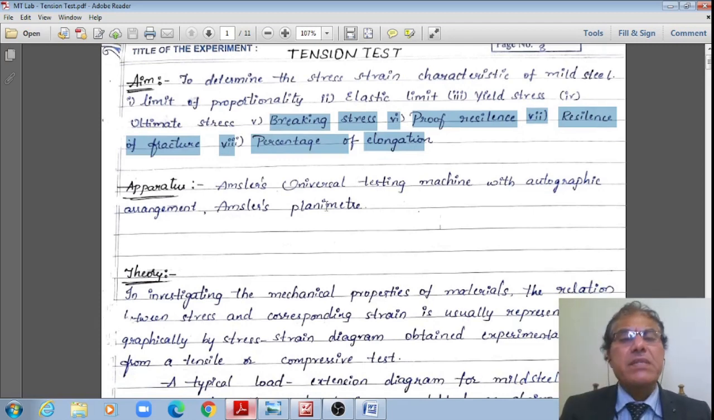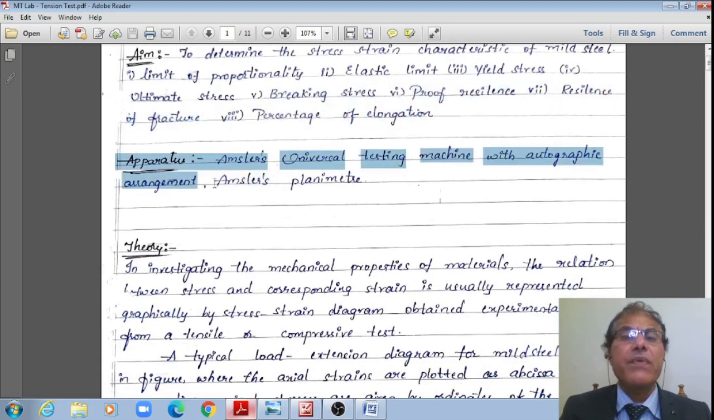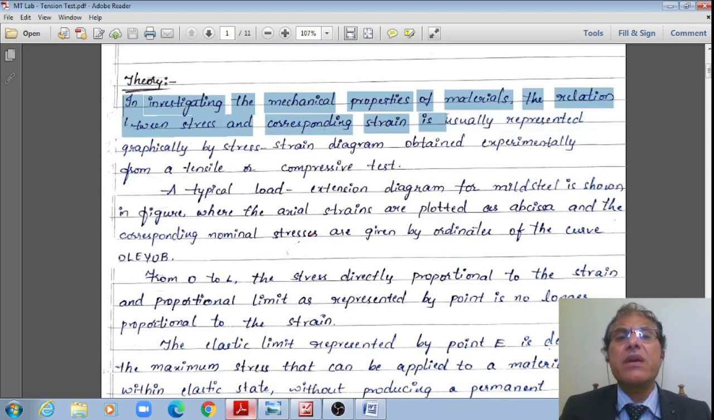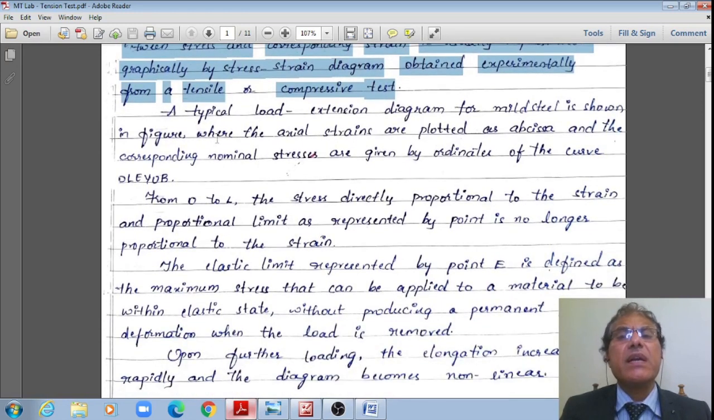Whereas the apparatus is the Armstrong's universal testing machine, with autographic arrangement for the record of the stress strain curve, as well as Armstrong's planimeter. Now let us see the theory. In investigating the mechanical properties of the material, the relation between the stress and corresponding strain is usually represented graphically by the stress strain diagram obtained experimentally from a tensile or compressive test. Generally, we will be using here the tensile test.